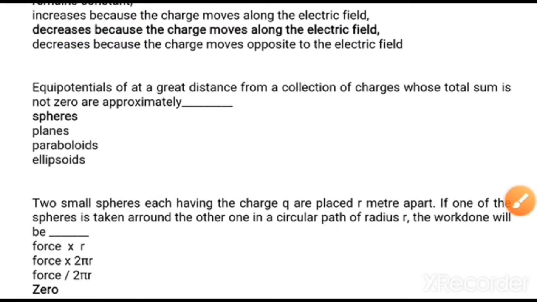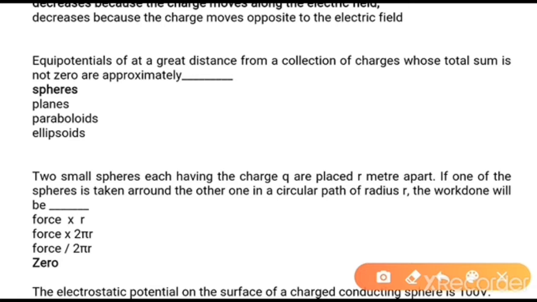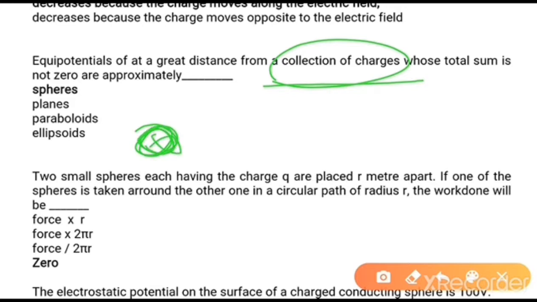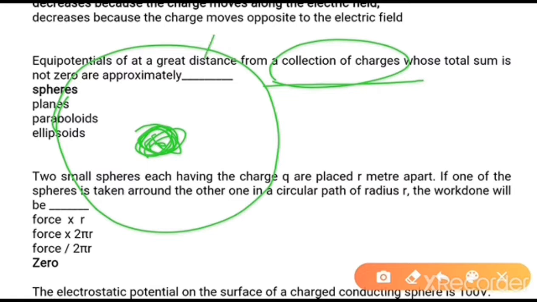Next question. The equipotential surfaces at a great distance from a collection of charges whose total sum is not zero. The collection of many charges considered at a great distance is considered as a single point charge, and we know that for a single charge the equipotential surface will be spherical in shape. For a single charge the potentials at various points are in a spherical manner, so the equipotential surface is drawn like this, a sphere. So the answer will be sphere.